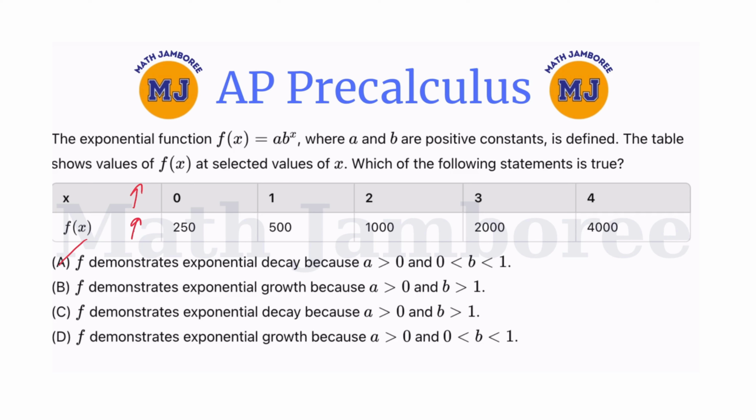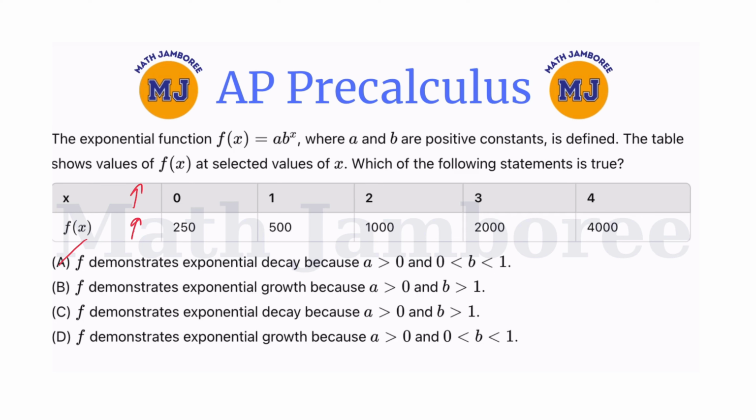B says f demonstrates exponential growth because a is greater than 0 and b is greater than 1. So it's a possibility. This might be the answer because it's a growth. In this kind of question, b needs to be greater than 1, but I would like to show you an algebraic solution for it. At this point, we'll just skip choice B.